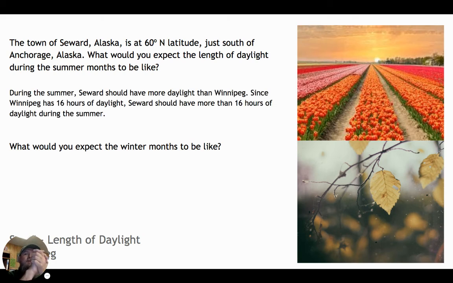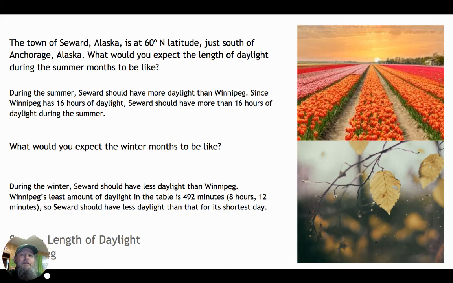During the summer, Seward should probably have more daylight than Winnipeg. Since Winnipeg has 16 hours of daylight, Seward should have more than 16 hours of daylight during the summer. Furthermore, during the winter, they should have less daylight than Winnipeg. Winnipeg's least amount of daylight in the table is 492 minutes, 8 hours and 12 minutes. So Seward should have less daylight than that for the shortest day.